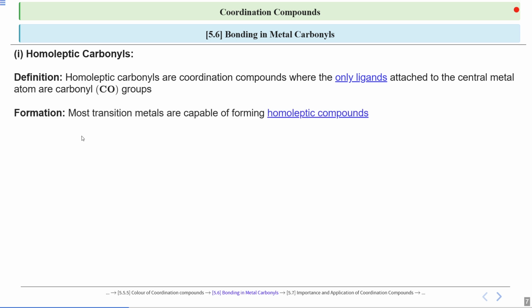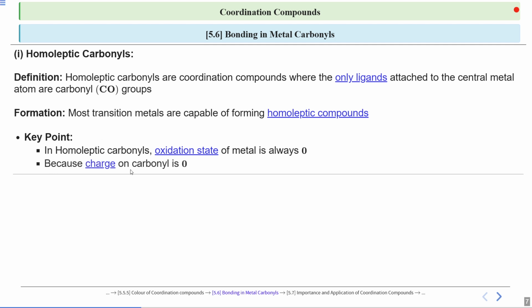How does this formation happen? Most transition metals are capable of forming homoleptic complexes. There are many transition metals, that's why we are using the word most, that are capable of this formation of homoleptic compounds. Key point to remember: in the homoleptic carbonyls, the oxidation state of the metal is always 0 or the lowest possible oxidation state. Okay.